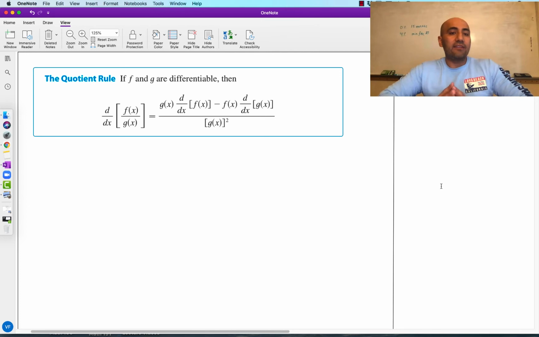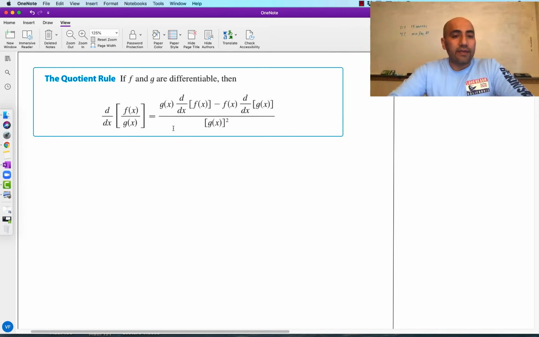If f and g are differentiable, then the derivative with respect to x of f divided by g is equal to g of x times the derivative with respect to x of f of x, minus f of x times the derivative of g of x, all over g of x squared. Okay, so pay attention to the order of things. They're important. You have to do them in this order.